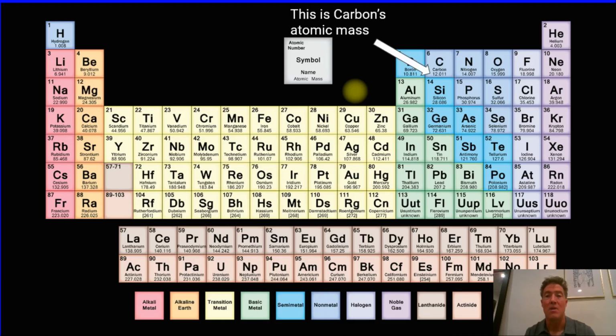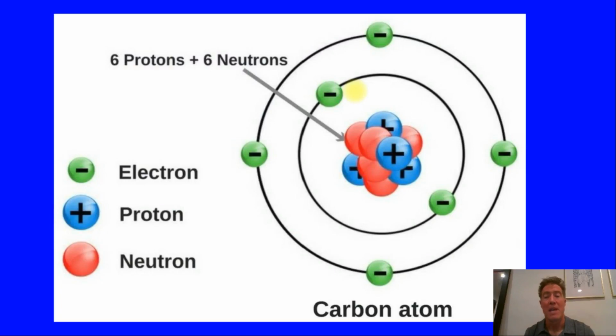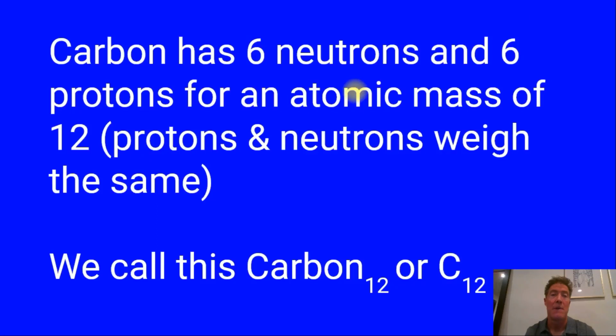So here's carbon. Carbon's atomic mass is 12. And we know that it's built out of 6 protons, 6 neutrons, and 6 electrons, but the electrons don't weigh hardly anything. They're 1/2,000th of the weight of the protons and the neutrons. So essentially all of the weight of an atom comes from the protons and the neutrons. And so carbon has 6 neutrons, 6 protons for an atomic mass of 12. Now these are atomic mass units when we're just counting the weight essentially of each proton and neutron. And we call this carbon 12.